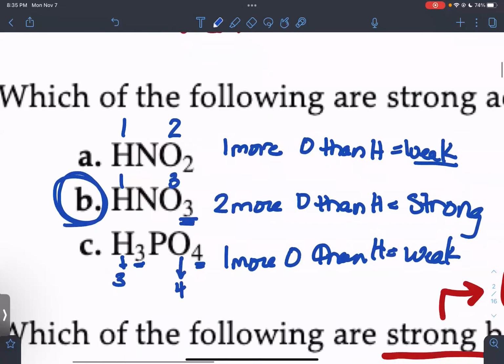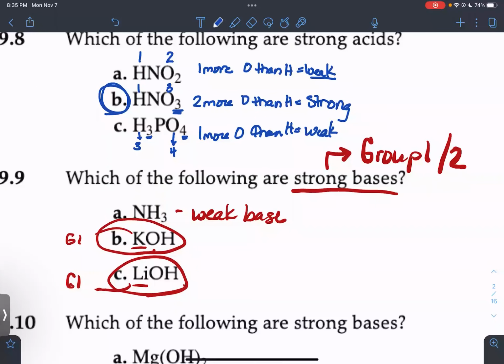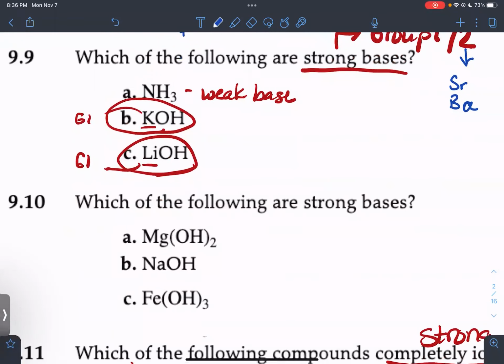Okay, not too bad. All right, which of the following are strong bases? And strong bases are those in group 1 and a lot in group 2. The group 2 ones are mostly strontium and barium, right? But, oh, not Br, Ba. So look at these, and we have here magnesium and oxygen. So go look on the periodic table.